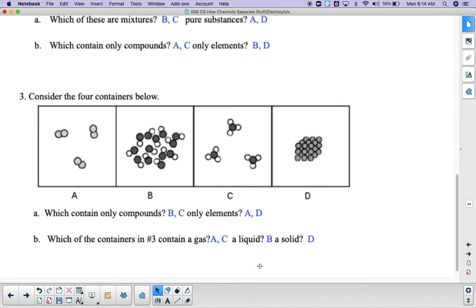Based on our drawings from our density, we can also figure out that A and C, where our particles are very spread out, are intended to represent a gas, and kind of the chaotic look of B is intended to represent a liquid, and D is intended to represent a solid. So make any corrections that you need to make to your work there so that you have something that you can work with as you prepare for your test.